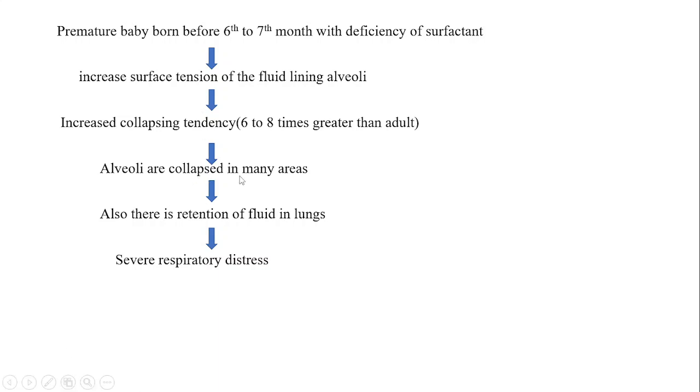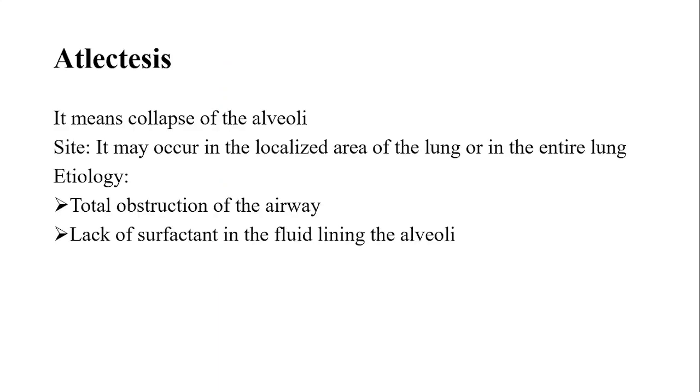And when the alveolus gets collapsed, there will be retention of fluid, because any substance, fluid, gaseous or solid, has the tendency to move from a high pressure zone to a low pressure zone. So if the alveolus gets collapsed, there will be no pressure in the alveolus, because there will be no air. So the fluid will enter from outside of the alveolus into the alveolus, so there will be retention of fluid, and that is called edema. That is the mechanism of pulmonary edema, and there will be severe respiratory distress. This is called hyaline membrane disease or infant respiratory distress syndrome.